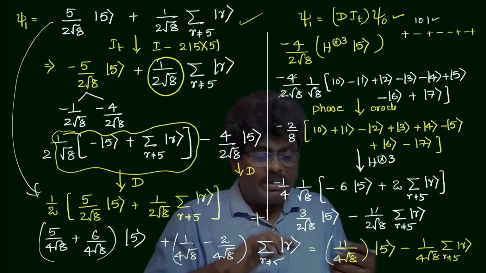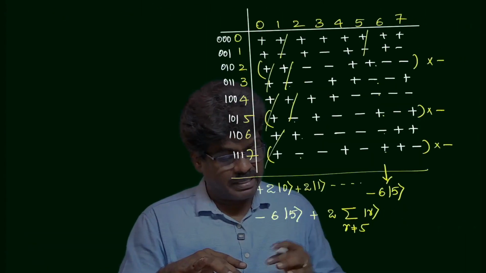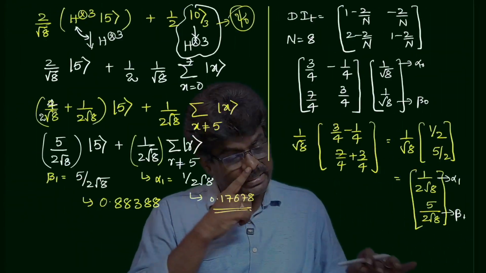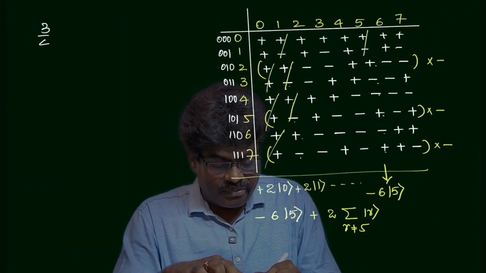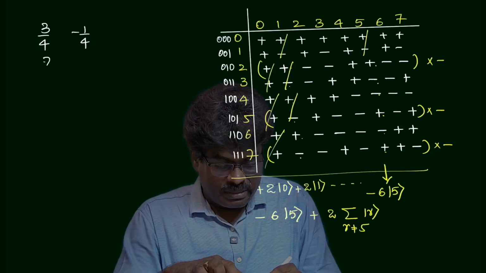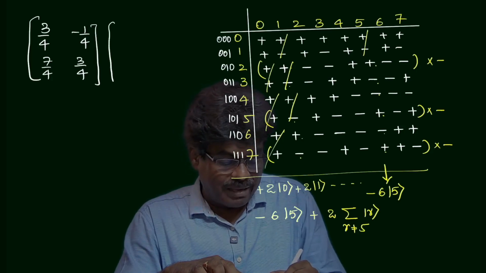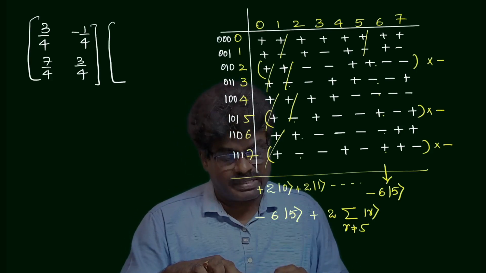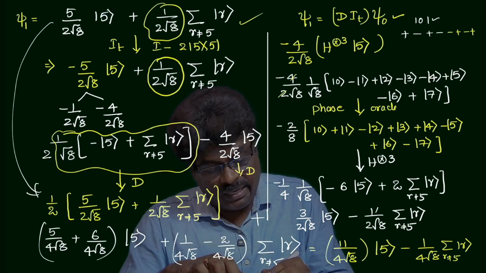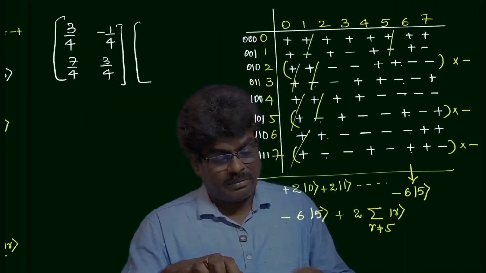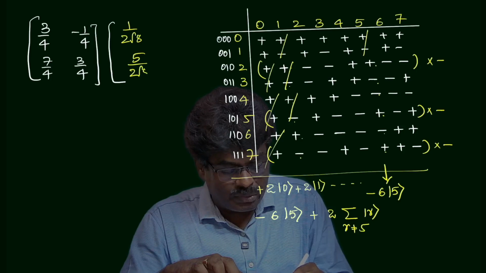Okay, so if you want you can check this by using the iteration matrix. Let me check with the iteration matrix first. So we have already constructed the matrix, that is 3 by 4, minus 1 by 4, 3 by 4, minus 1 by 4, 7 by 4 and 3 by 4. Now I am taking the amplitudes alpha 1 and beta 1, which are after first iteration. After first iteration I have this 1 over 2 root 8 and 5 over 2 root 8.